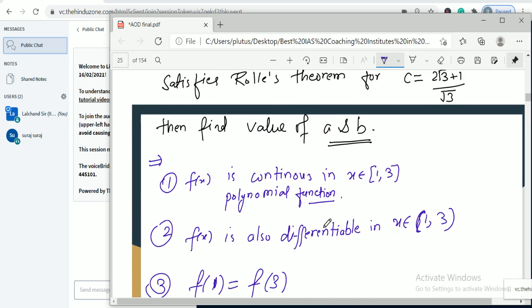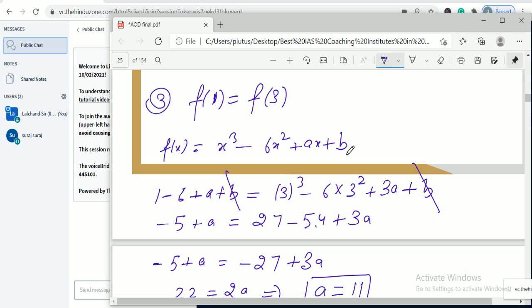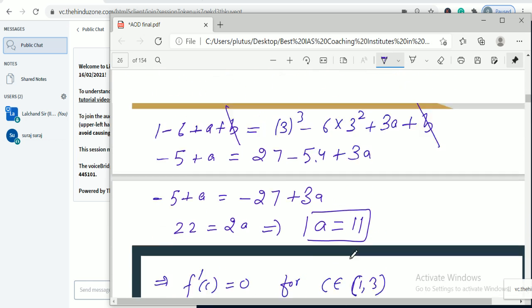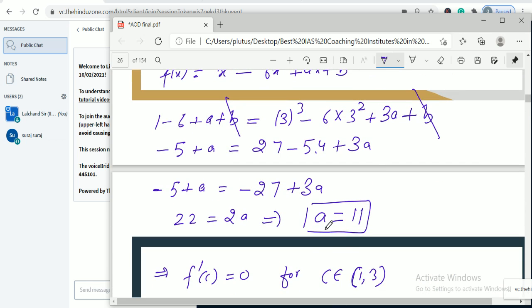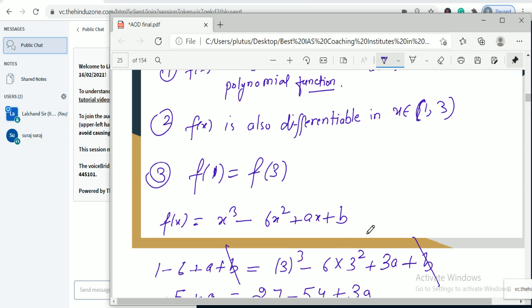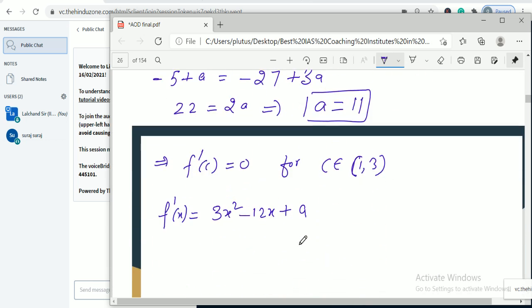B can be any real number because there is no problem for B. This is not dependent, because the condition f of 1 and f of 3 is satisfied only based on a value. So B can be any real value. This gets cancelled every time. So we can say B can be any real number.